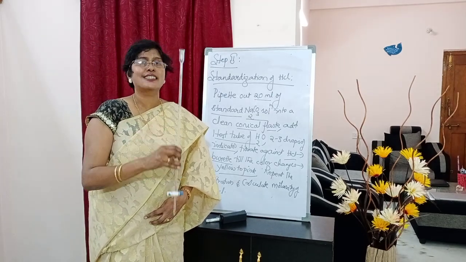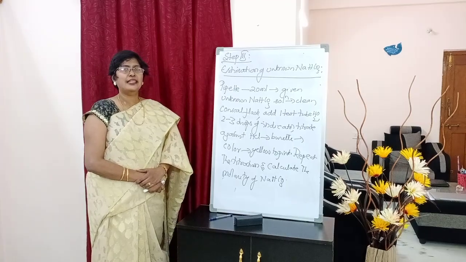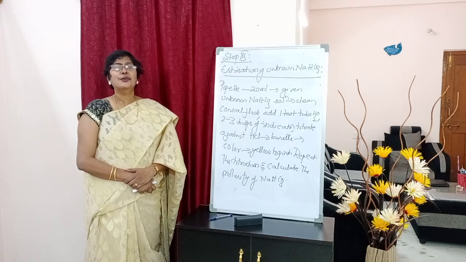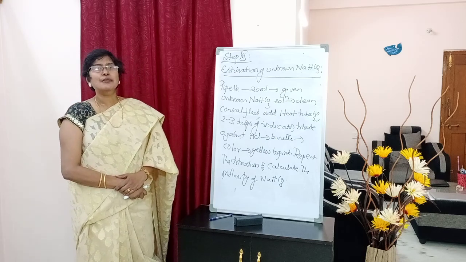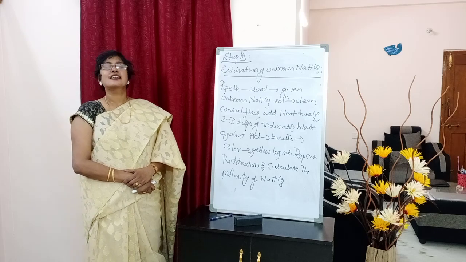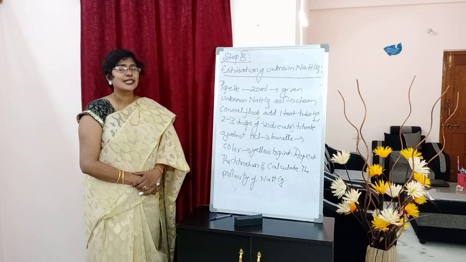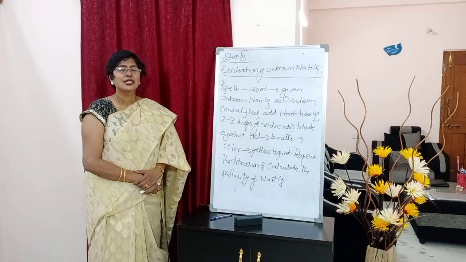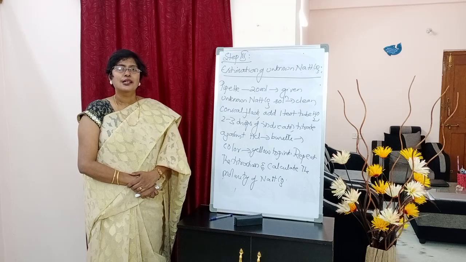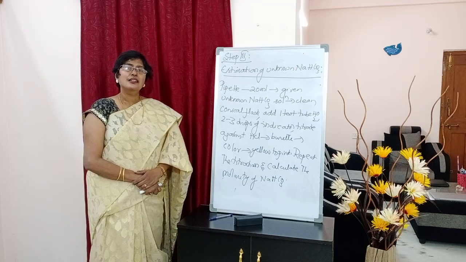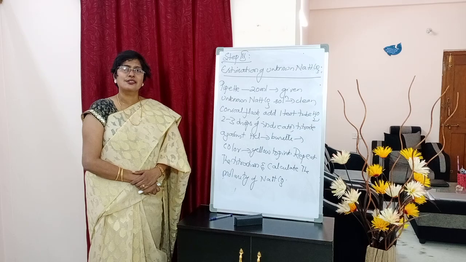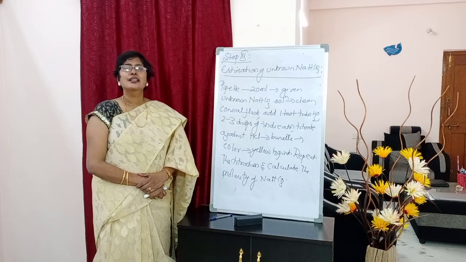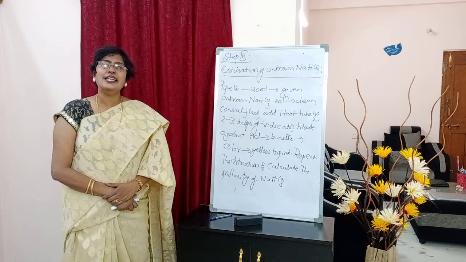Let's move on to the third step. Put the side heading. Step 3, estimation of unknown sodium bicarbonate, that is NaHCO3. Underline, students. Write down the procedure. Pipette out 20 ml of the given unknown NaHCO3 solution into a clean conical flask.